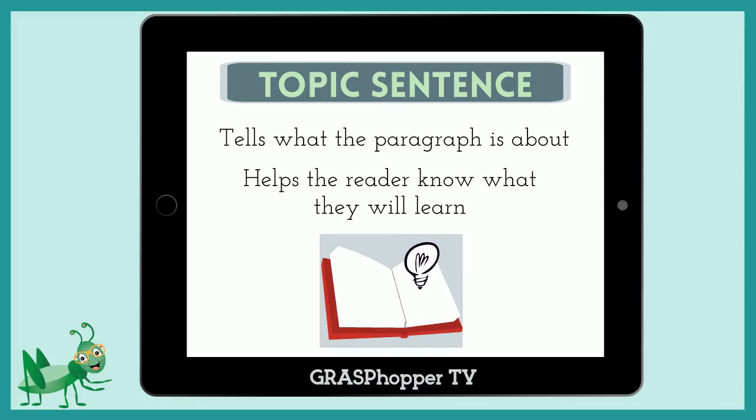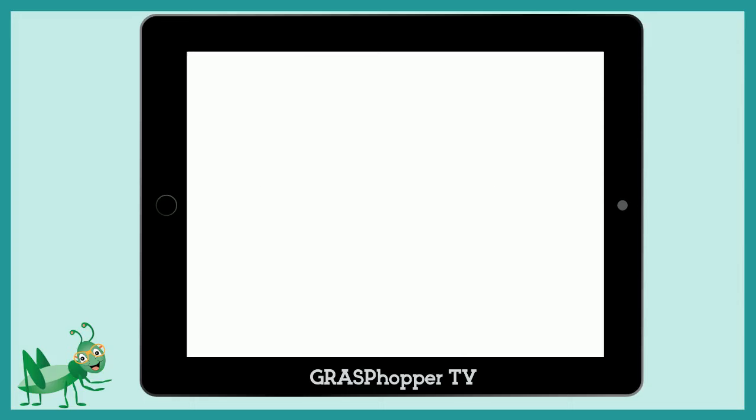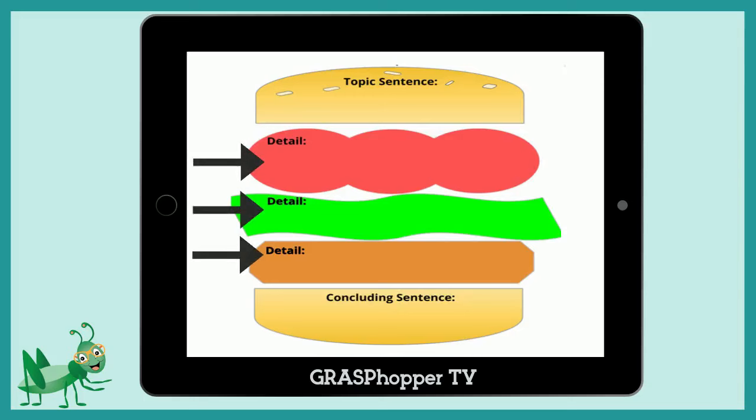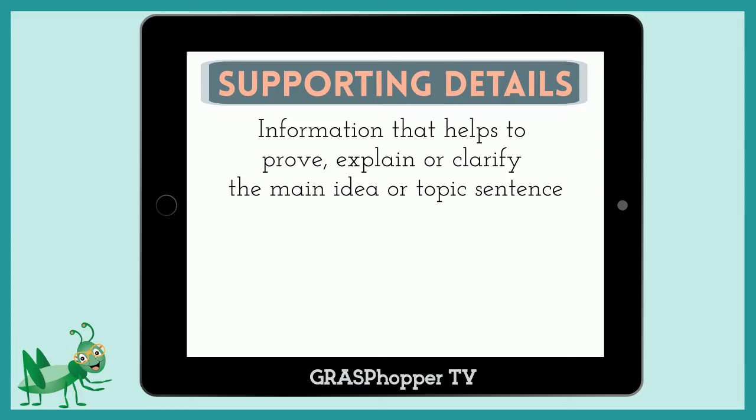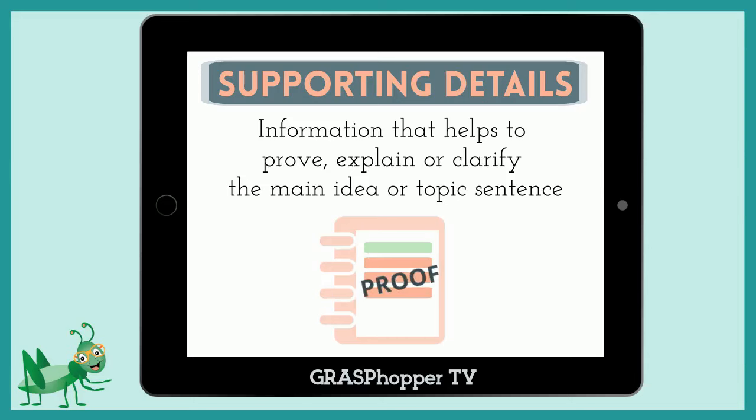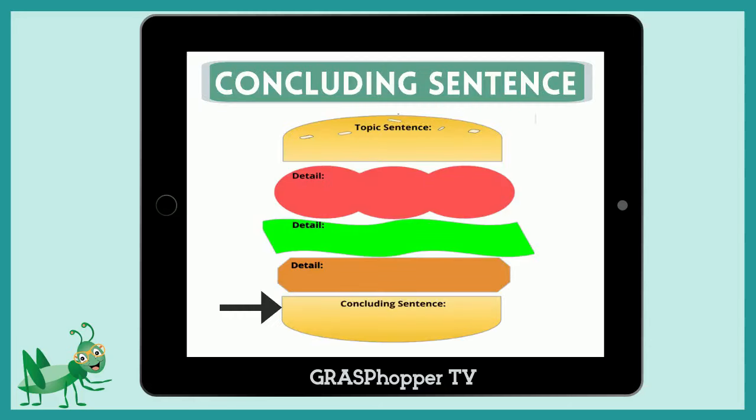In another video, we learned all about the middle part of the hamburger organizer, which is for the supporting details. Supporting details help to prove, explain, or clarify the main idea of the topic sentence. We call this the proof. In today's teaching video, we will learn all about the bottom bun on the hamburger organizer, which is for the concluding sentence.